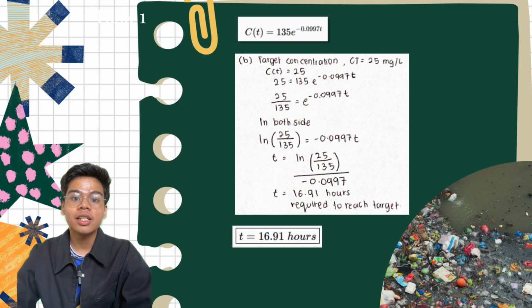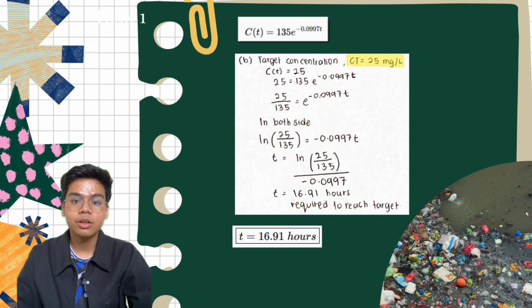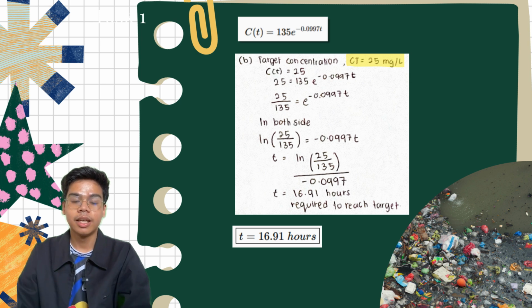After obtaining the concentration model, the next objective is to determine the time required for the pollutant concentration to reach the target value of 25 mg per liter. To do this, we substitute the target concentration, which is 25 mg per liter, into the concentration function. Next, we rearrange the equation and apply the natural logarithm to both sides to isolate the variable t. Then we get the calculated time is approximately 16.91 hours.